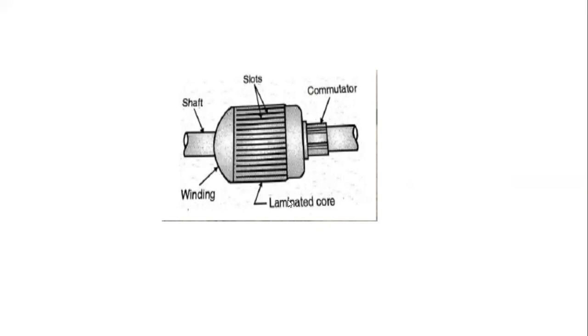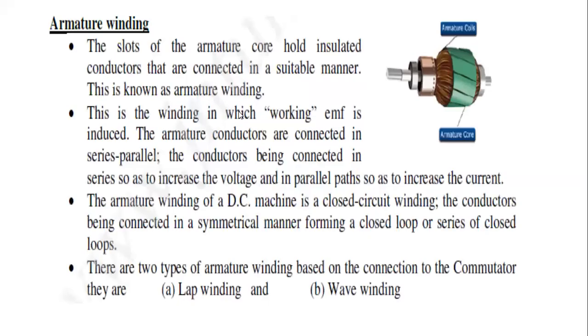This is the laminated core. Understand? Next one is the armature winding.